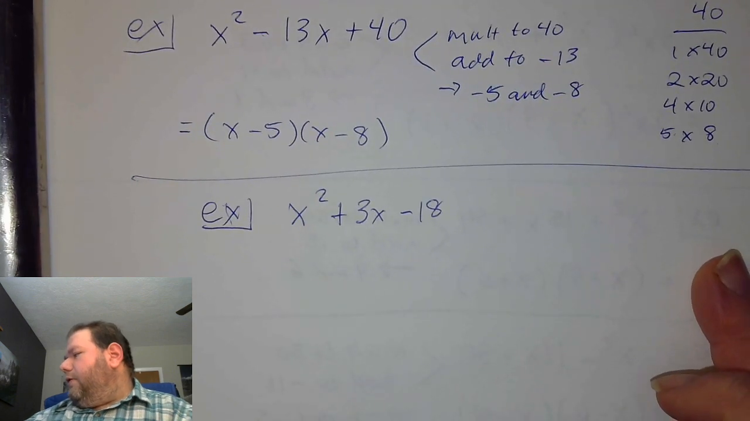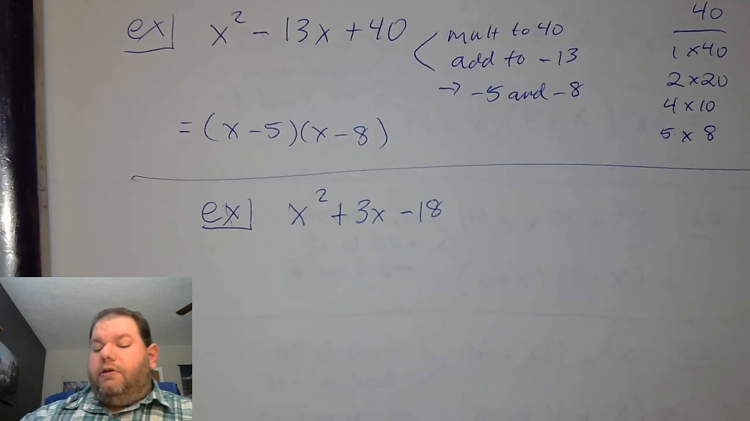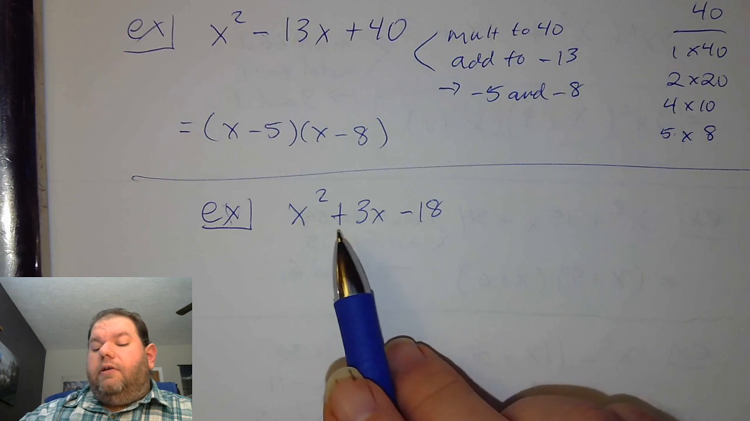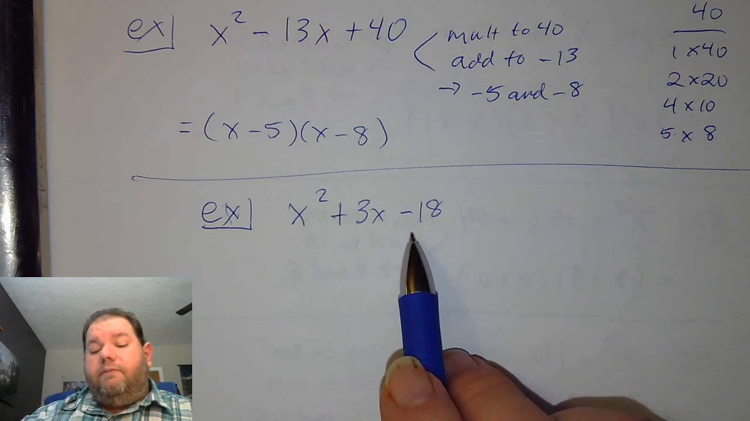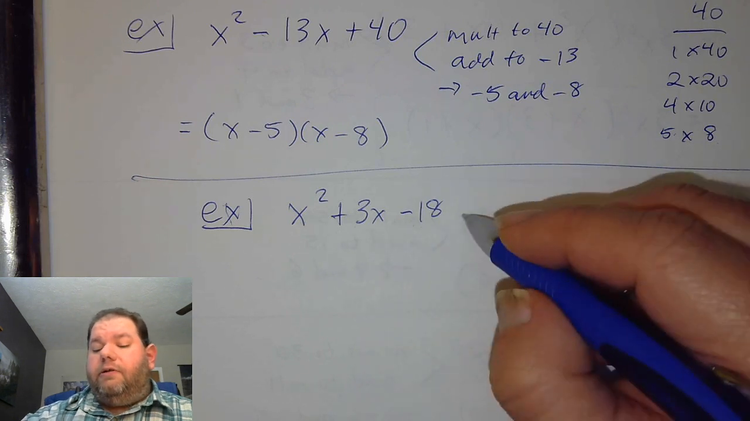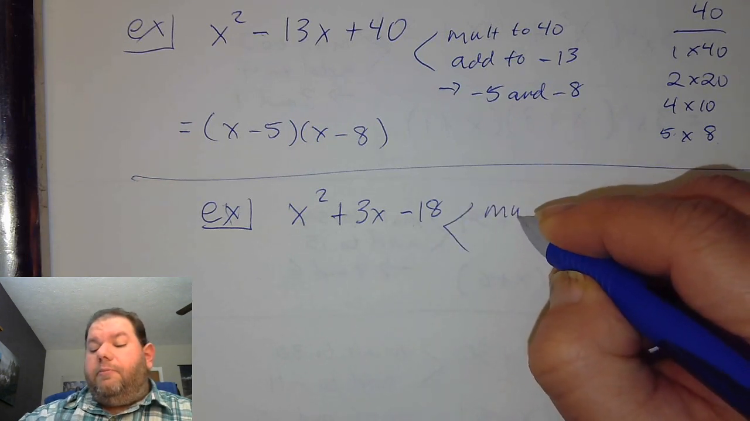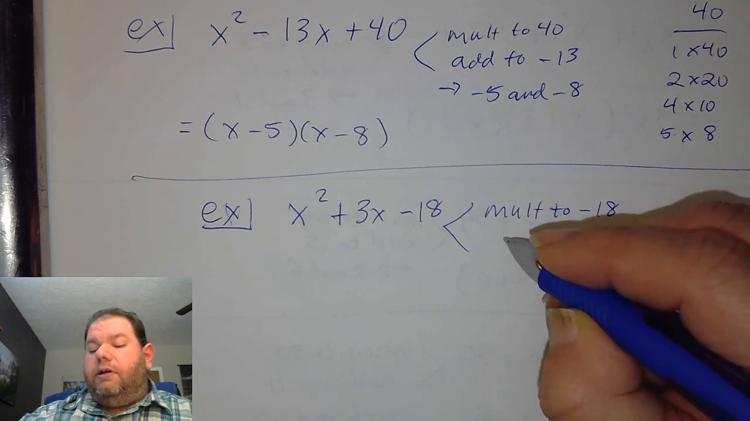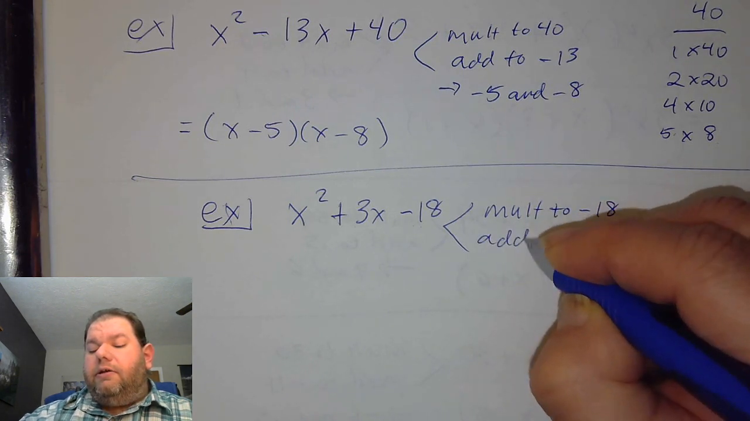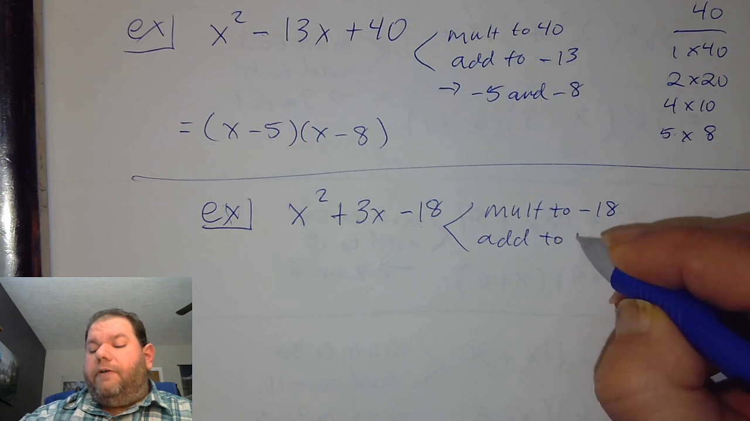Alright, now let's change it up a bit again. This time, instead of this number being negative, I'm changing it to the other number's negative. The last number's negative. So we want two numbers that multiply to negative 18 and add to a positive 3.